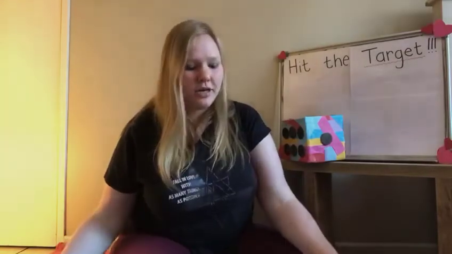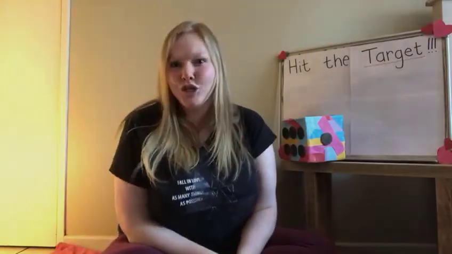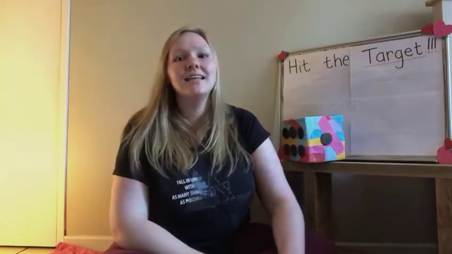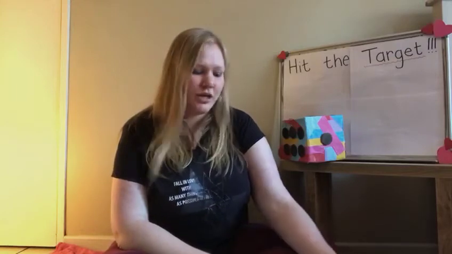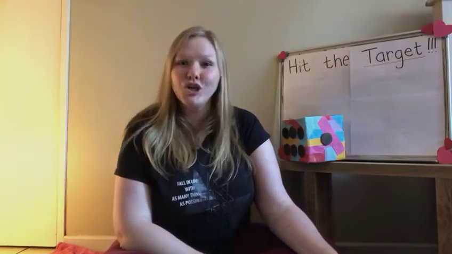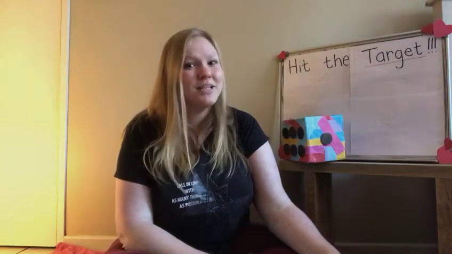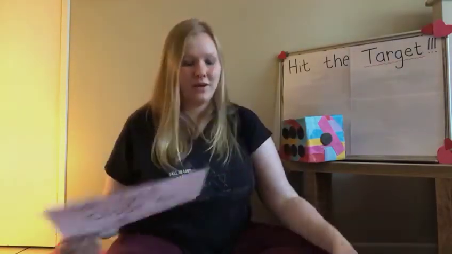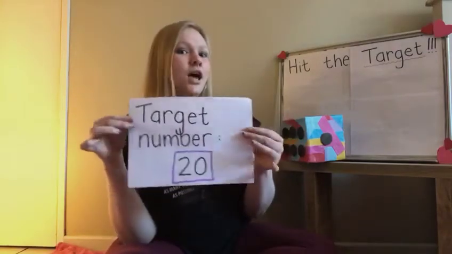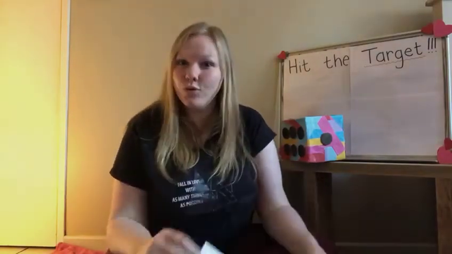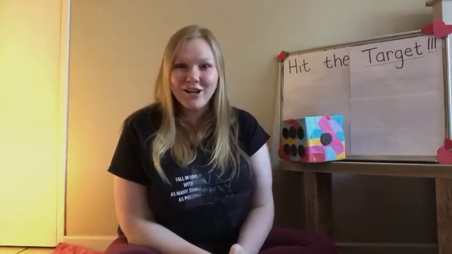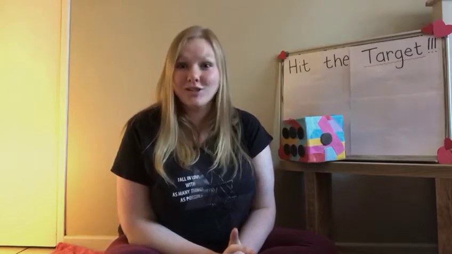The target number can be chosen by the teacher in the first round to give an example, and it can be chosen by the students when they are doing it independently. So you need to try to hit the target number to win the game, or try to get as close to it as possible. In this game, if the target number was 20 and we were at 14, we would need to roll the dice again to try and get as close as possible to 20.